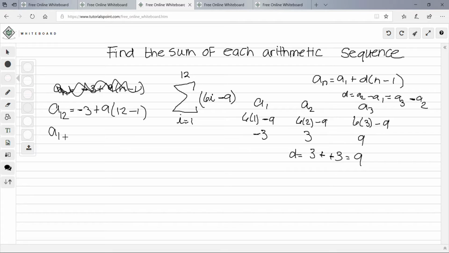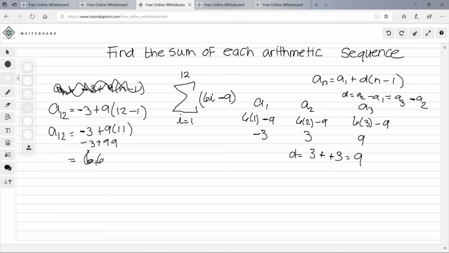So let's simplify. This is a12 equals negative 3 plus 9 times 11, since 12 minus 1 is 11. So that's negative 3 plus 99, which is 96. Oops. So that is our 12th term.